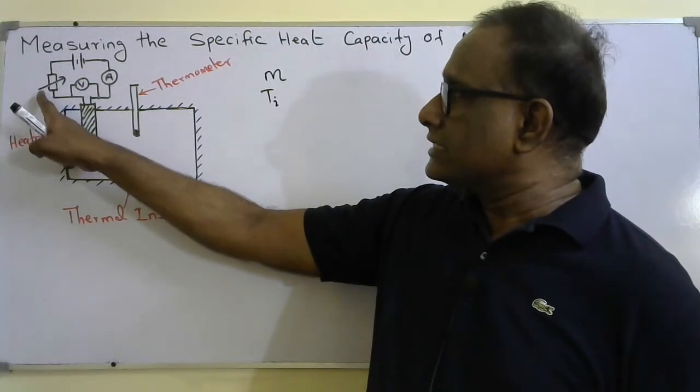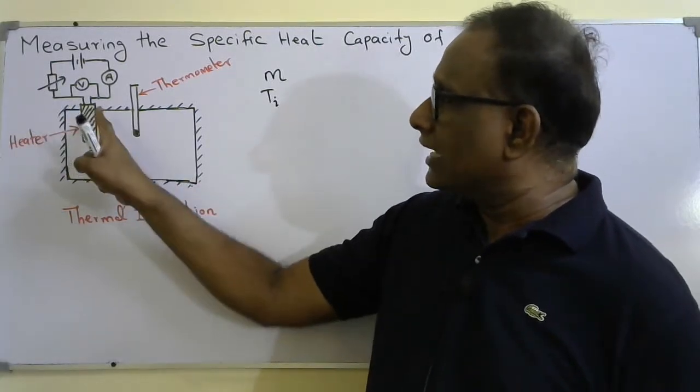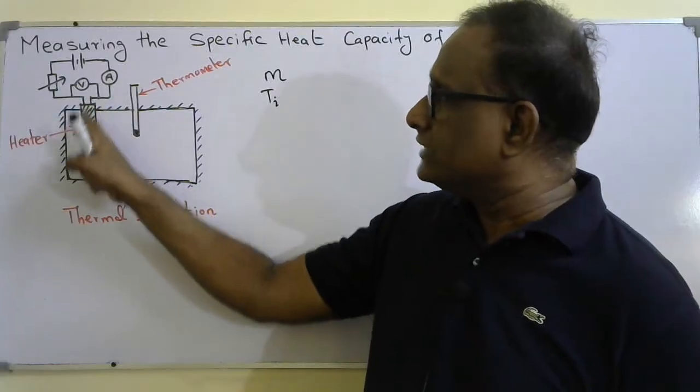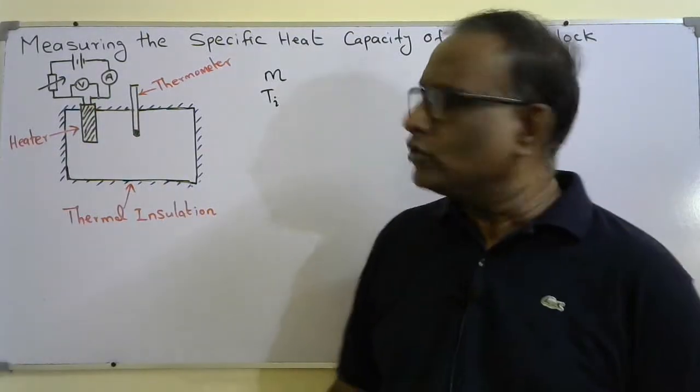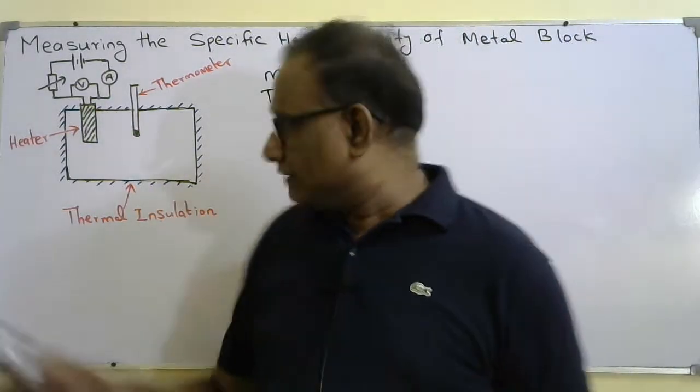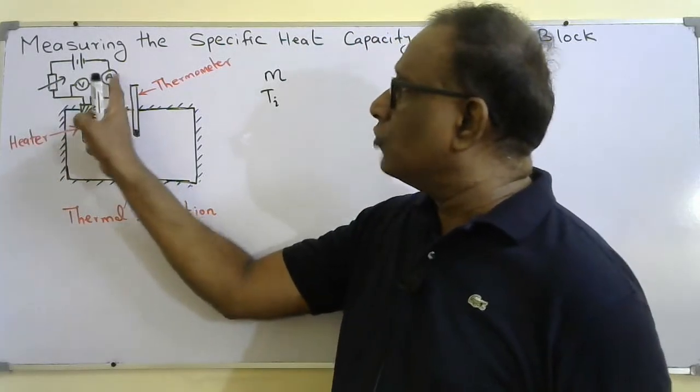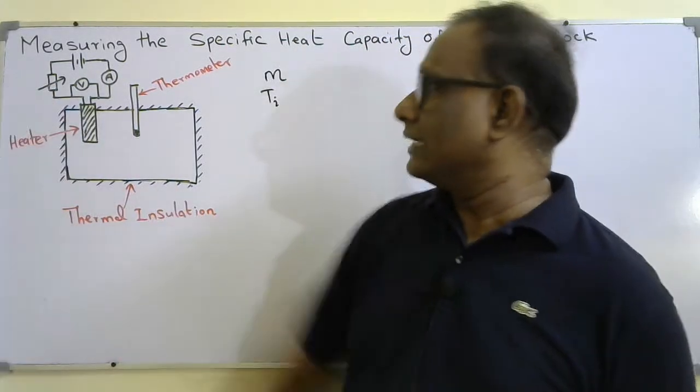This variable resistor is connected in case there are any changes in the ammeter reading due to a change in resistance of the heater, but that won't happen that much. If there are any changes, you have to keep the voltmeter and ammeter readings constant by using the variable resistor.